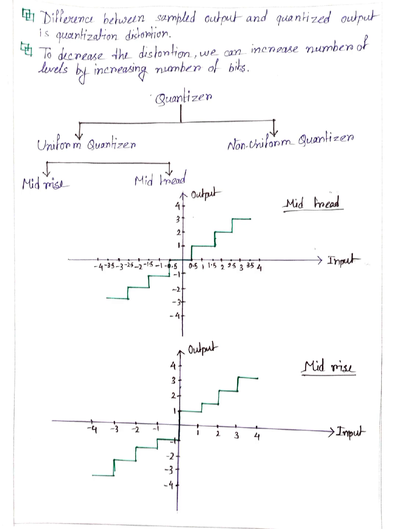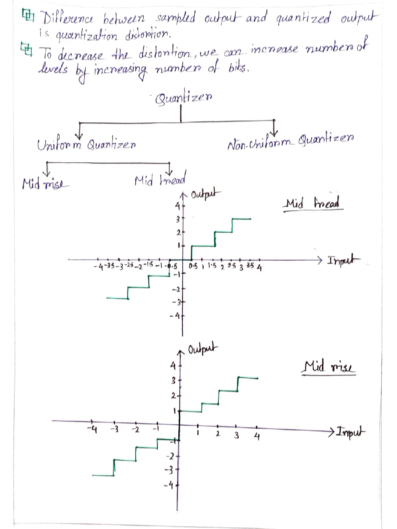The difference between the sampled output and the quantized output is quantization distortion. To decrease the distortion, we can increase the number of levels by increasing the number of bits. There are two types of quantization, mid-tread and mid-rise quantization. The main difference between these two techniques lies in the way the quantization levels are distributed.